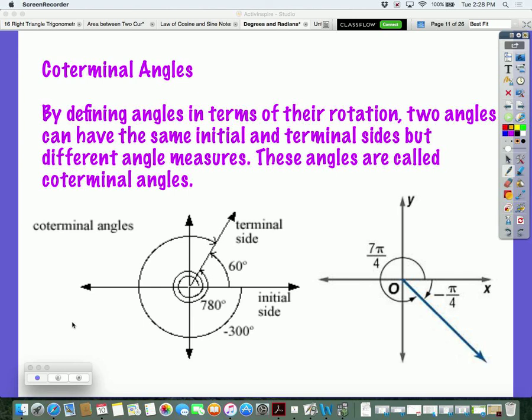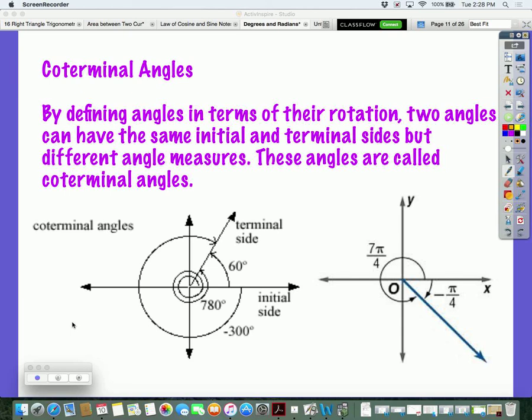So, coterminal angles. By defining angles in terms of their rotation, two angles can have the same initial side and the same terminal side, but different angle measures. These are called your coterminal angles. Okay? So say you have an angle that lies in standard position.